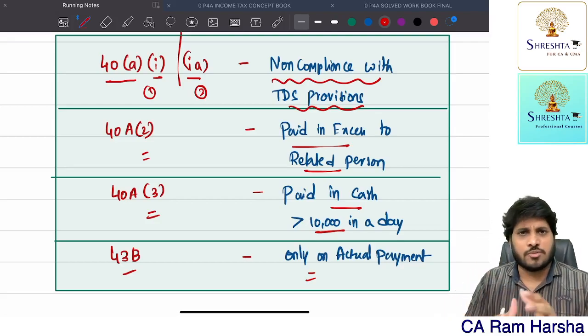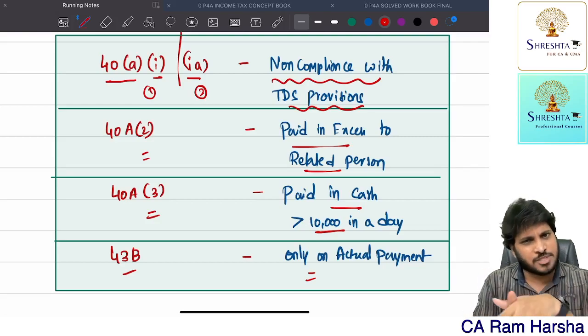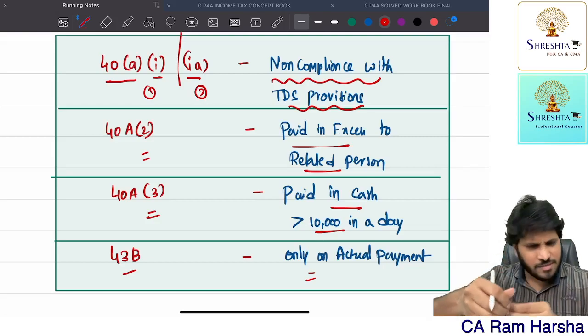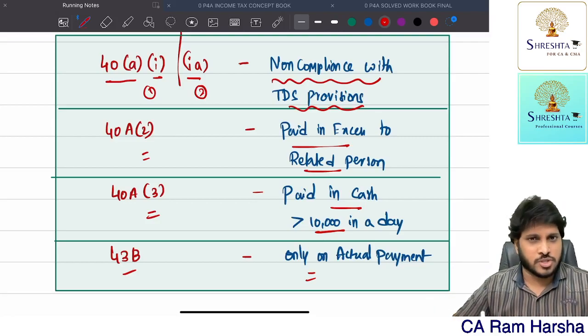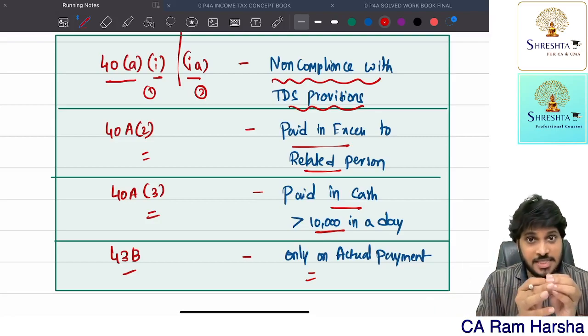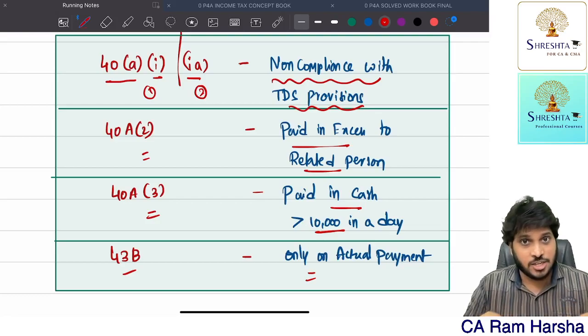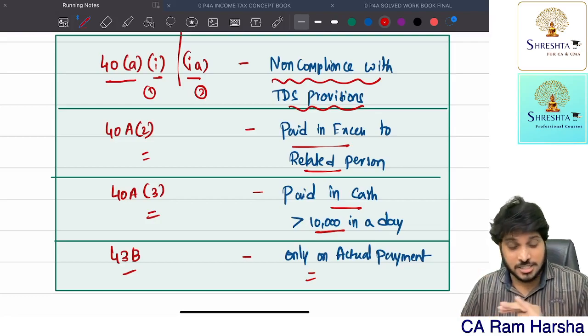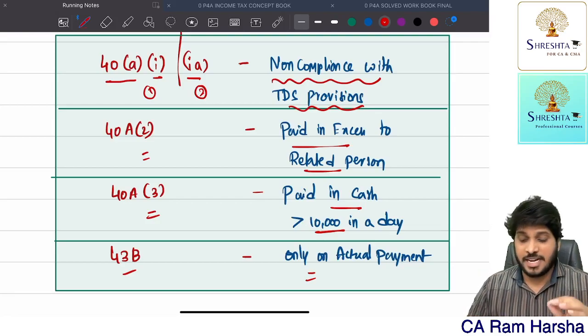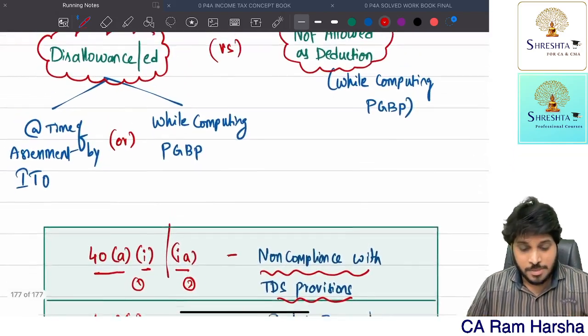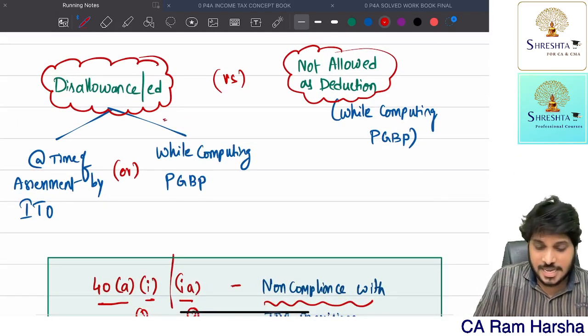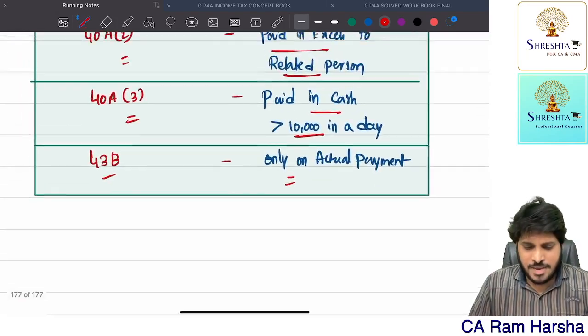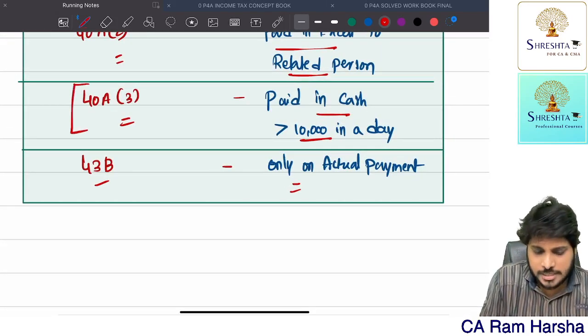We have few more also. 40A subsection 7, 40 subsection A clause 2, clause 2A. Like that, we have many more, some 3-4 more sections. But predominantly in part 4 of our book, CA Inter, PGBP, inadmissible deductions, these are the 4 important sections. Anyhow, I'm just showing you the list. But what do you mean by disallowed or not allowed? Let me give you a brief example of this 40A subsection 3.